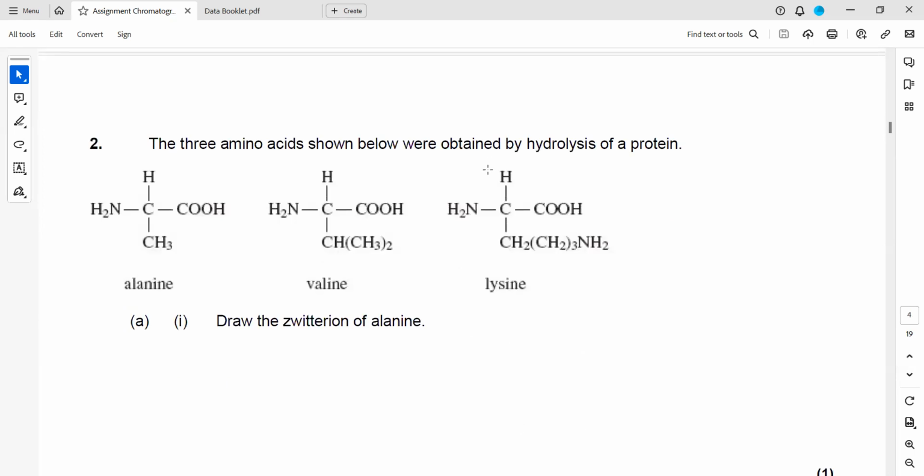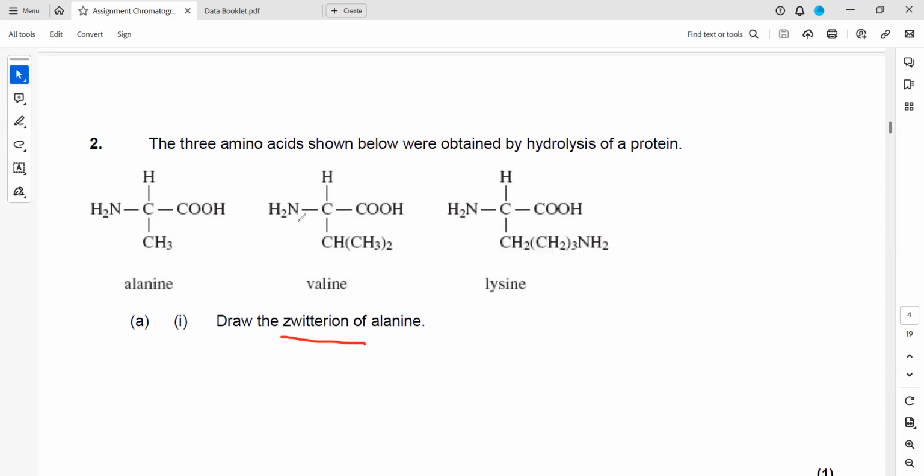So this one is page number 4, and the doubt is from question 2, part A, as well as part B. So the first part: three amino acids are shown, obtained by hydrolysis of the protein. So when we do hydrolysis of the protein, 3 amino acids are there. Draw the zwitterion of alanine.